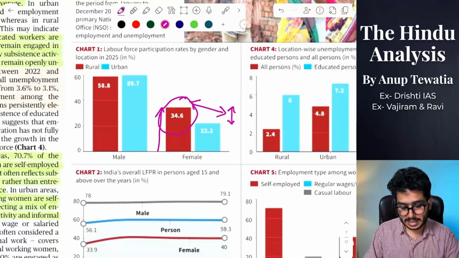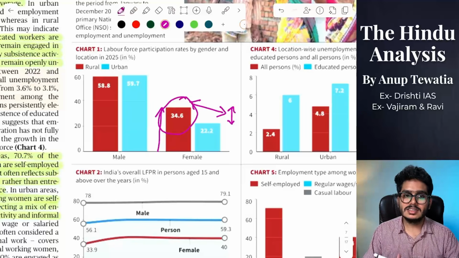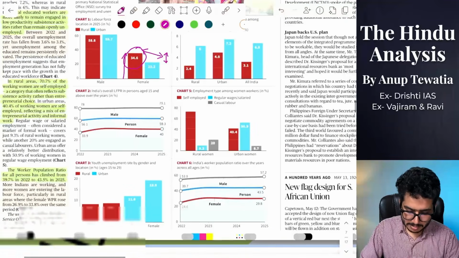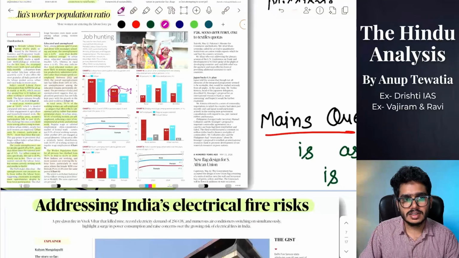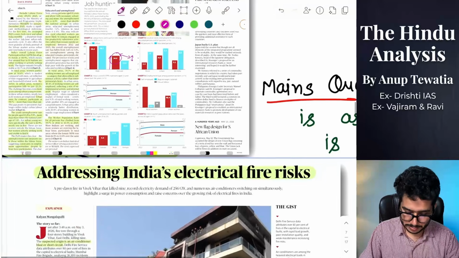So UPSC can ask this. UPSC will not ask the data. UPSC can ask the correlation, that this is the statement and this is the reason. Same, you can just read it. Nothing to be worried about. If you have any doubts, you can drop a comment and I'll tell you.